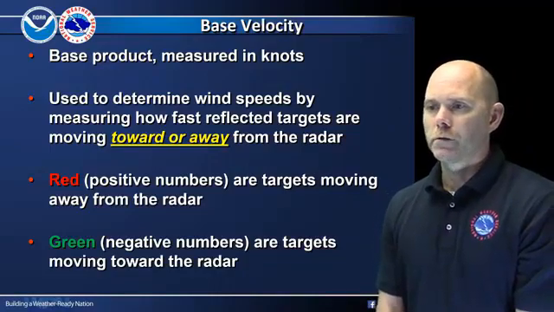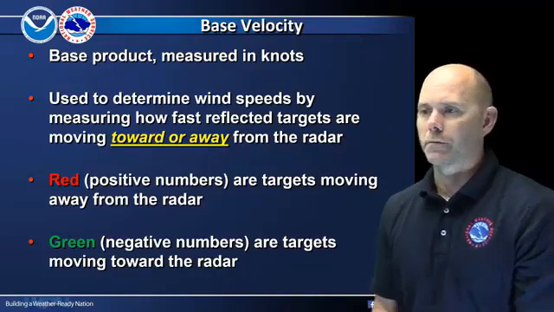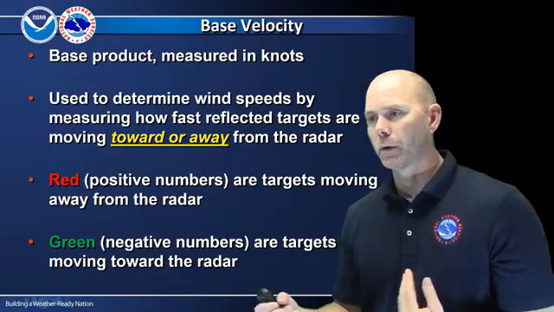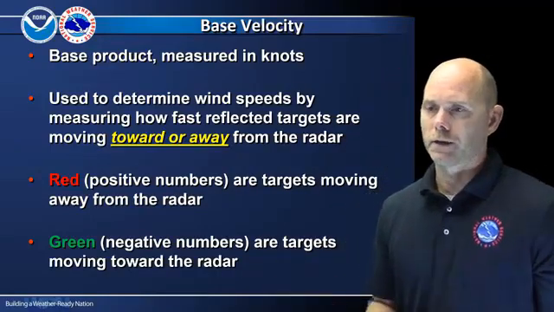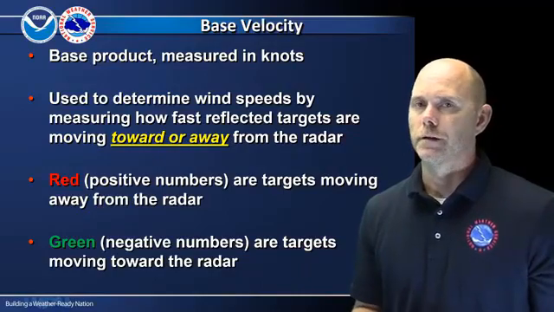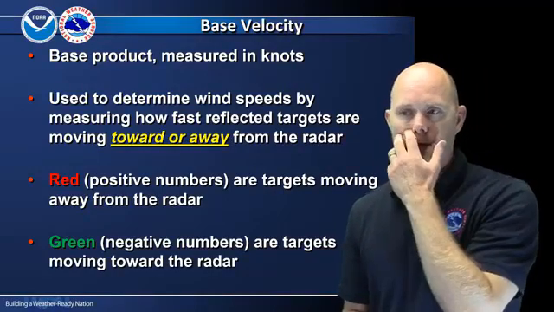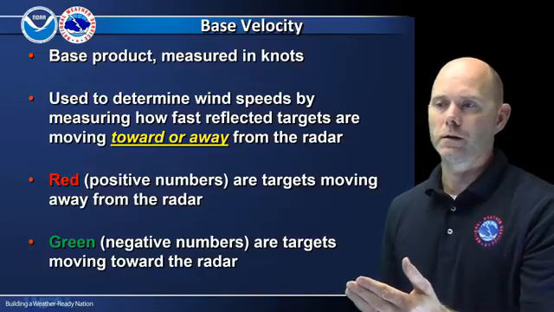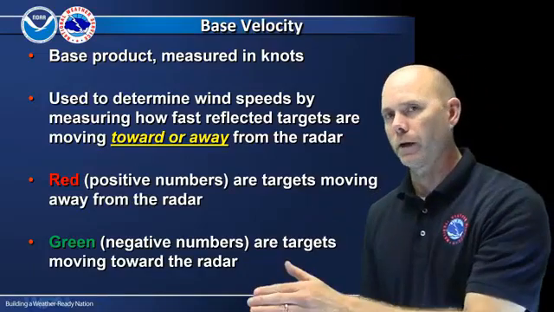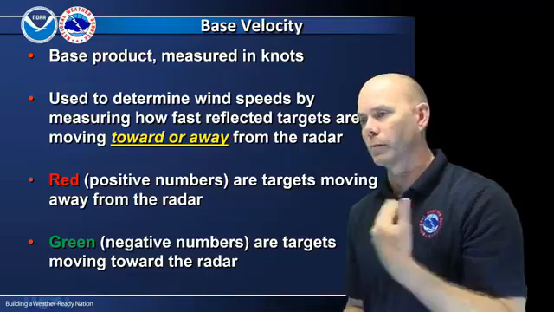So we use it to determine the wind speeds by measuring how fast reflected targets are moving toward and away from the radar. Generally it depends on the way you have the radar you're looking at, the way it's tuned, but generally red will be associated with targets moving away from the radar and green will be associated with targets moving toward the radar.